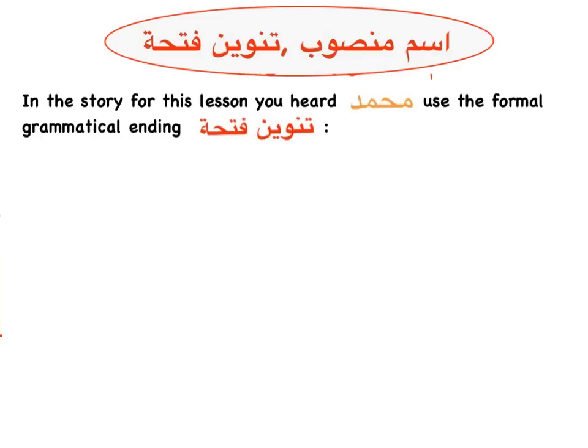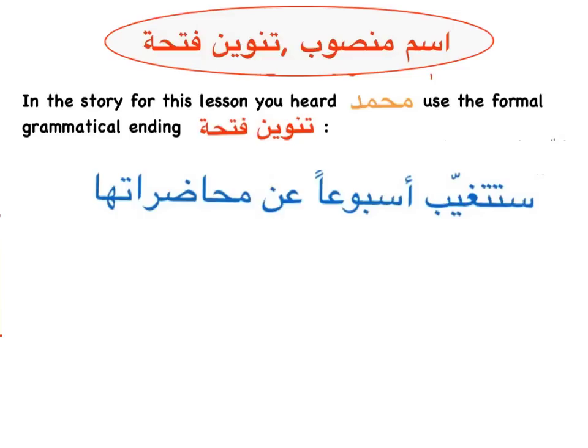In the story for this lesson, you heard Muhammad use the formal grammatical ending Tanween Fatha. So it's formal. In this example, we have ستتغيب أسبوعا عن محاضراتها. She will be absent for a week from her lectures. So أسبوعا here is the object of ستتغيب, and it's the answer of for how long. So it's منصوب because it's a direct object of ستتغيب.